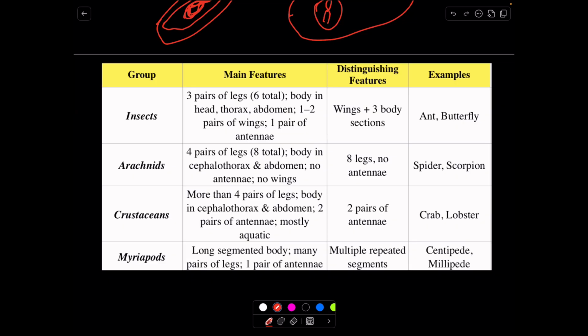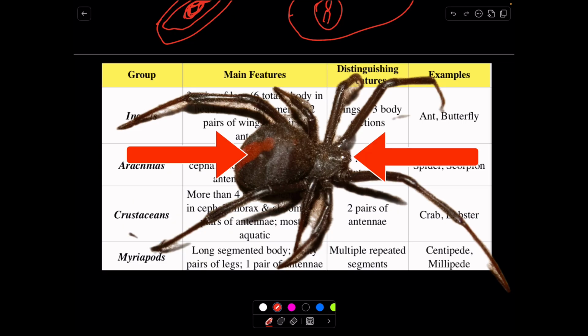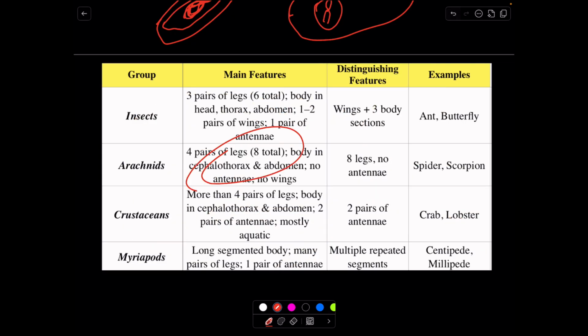8 legs, no antennae, okay? And just remember the body is in 2 sections: cephalothorax and abdomen. These are words you need to know, guys. These are not optional. I don't put extra stuff. Everything here you need to know apart from the examples. I would memorize the examples just because they are easier for me to remember, okay? Now, crustaceans are basically lobsters.